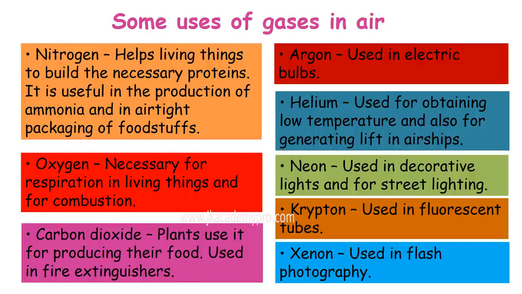The fourth type of gas is argon. It is used in electric bulbs, the bulbs that we light in our homes, in public places. So, argon gas is used. Then we have the helium gas. Now, helium gas is used for obtaining low temperature and also for generating lifts in airships.